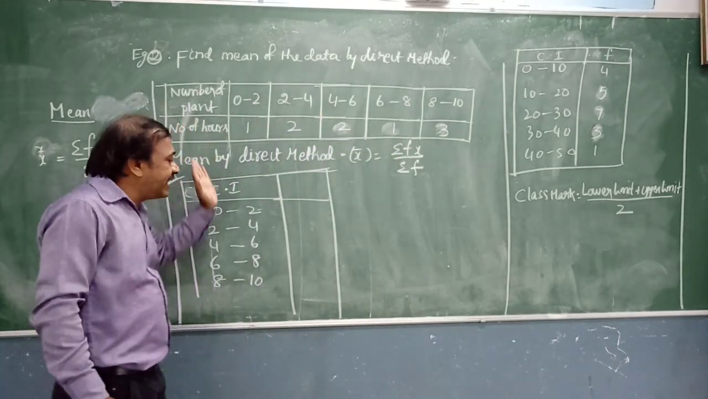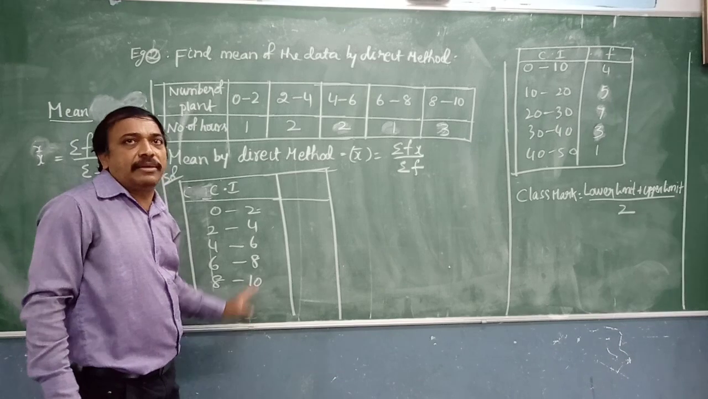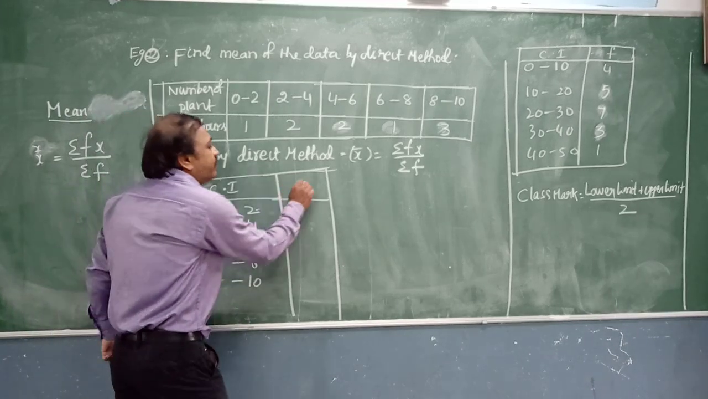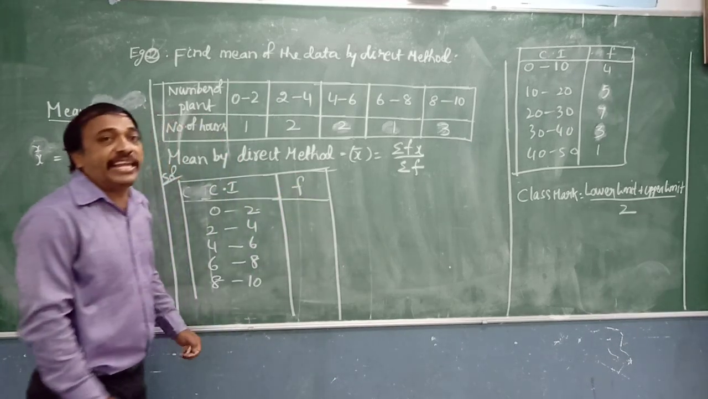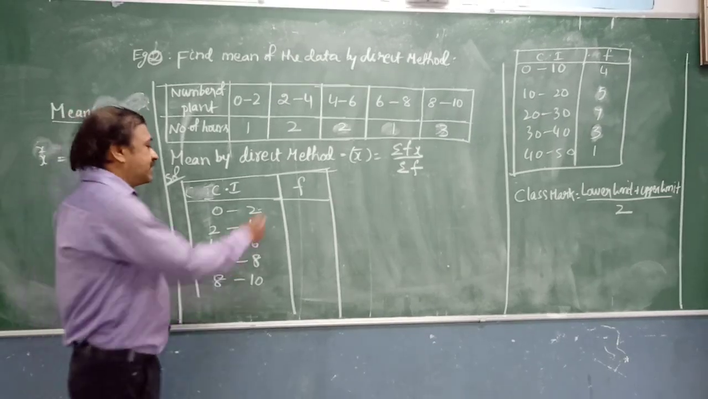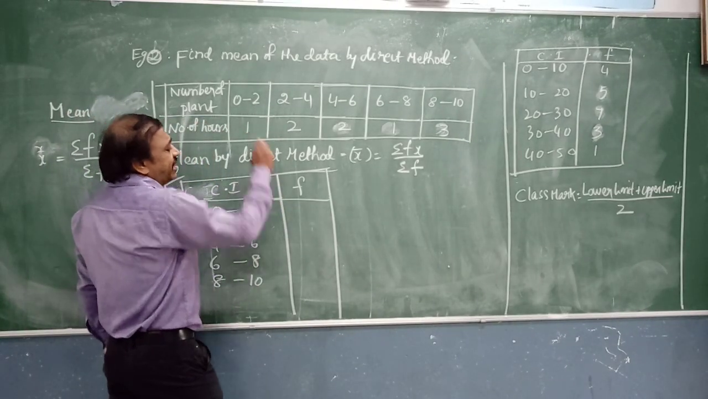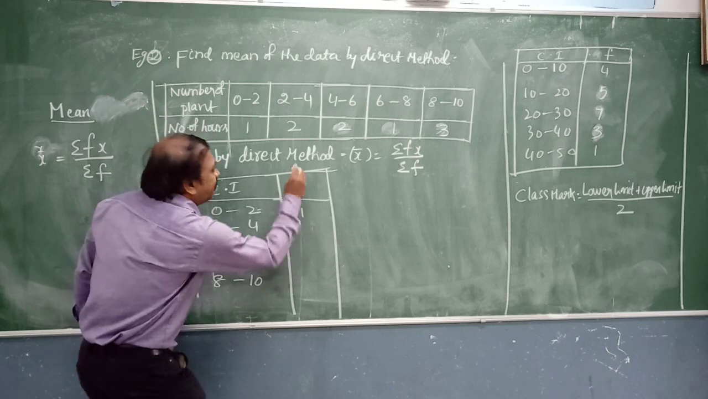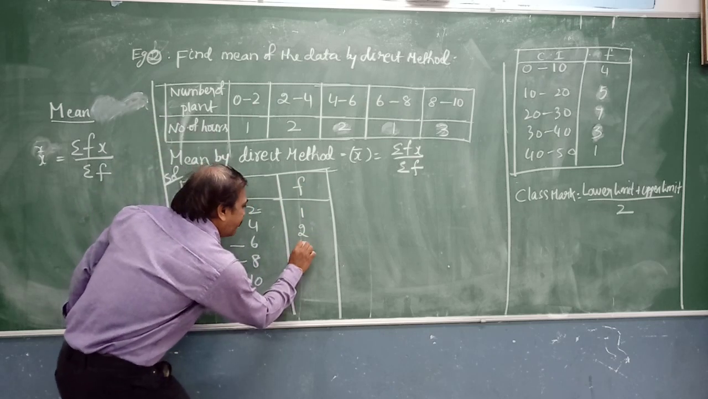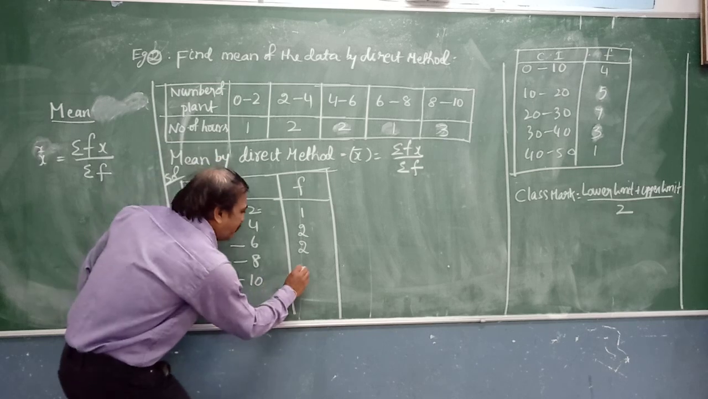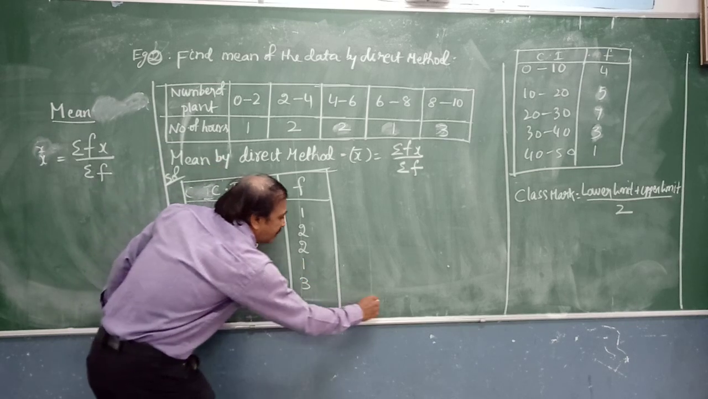That data we are writing again in the answer column, class intervals and frequencies. The frequency is denoted by f or fi. For 0 to 2 the frequency is given as 1. Next frequency is 2, next is 2, next is 1, and then 3.